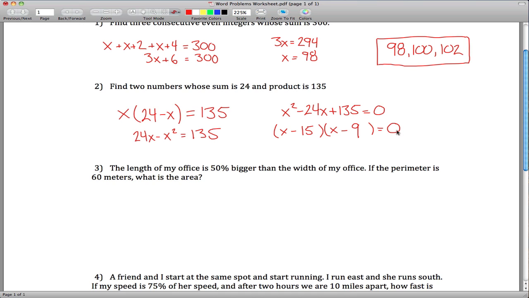So anyways, now we have something times something equals 0. So we could say either x minus 15 equals 0 or x minus 9 equals 0. So we got either x equals 15 or 9. You might be confused, why do we get two answers? Well, because we didn't specify which one we're talking about, right? If we choose 15 to be our x, then the other one is 24 minus 15, which is 9. And if we choose 9 to be our x, then the other one is 24 minus 9, which is 15. So either way, the two numbers are 9 and 15.